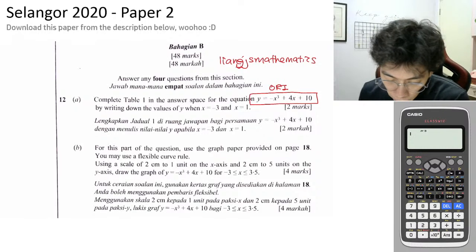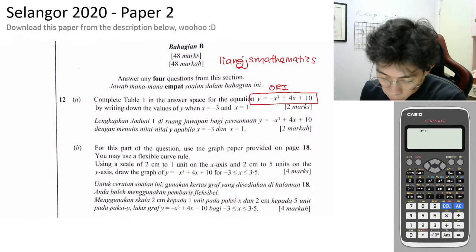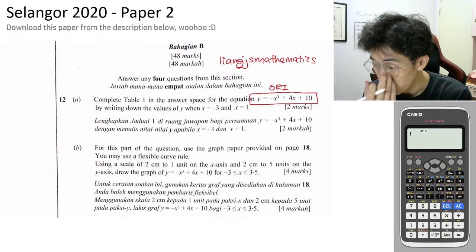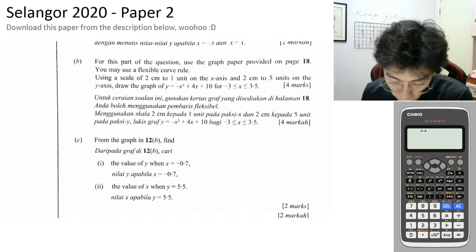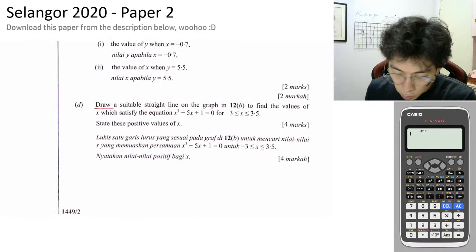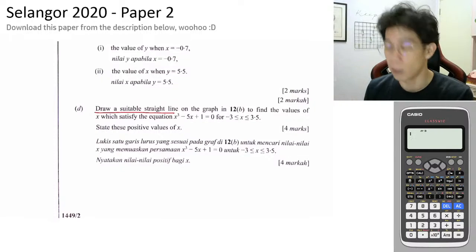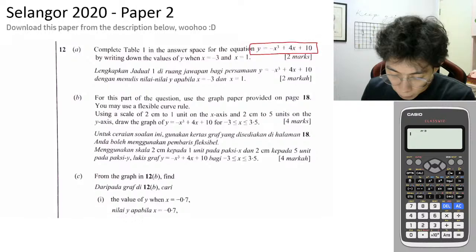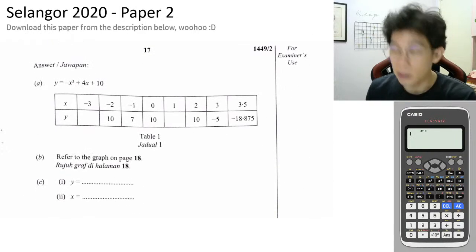Then part B, for this part of the question, use the paper provided on page 18. That one I provided for you already; we already drew halfway. And then part C, they want you to find the values, and part D, they want you to draw a suitable straight line. As for question A, they give you a table, so let's check out the table. Can you see that table there?